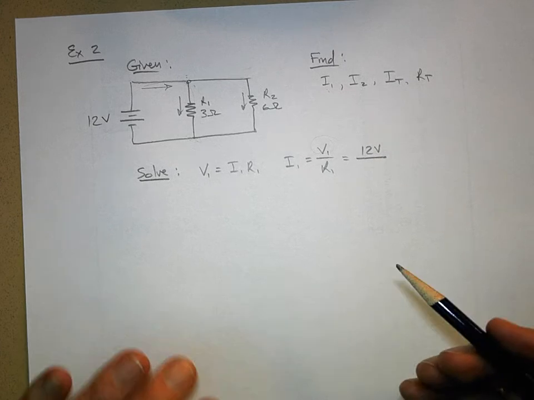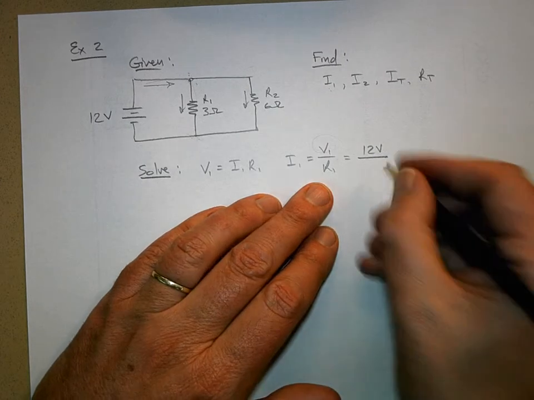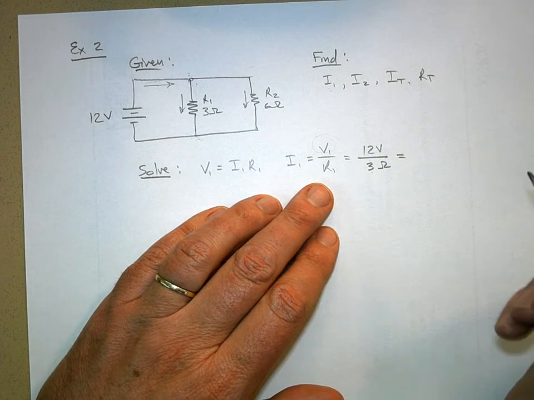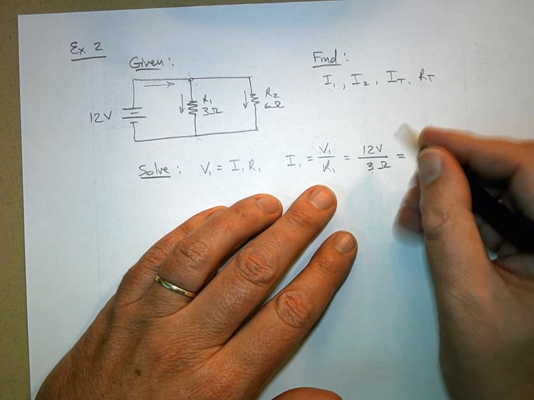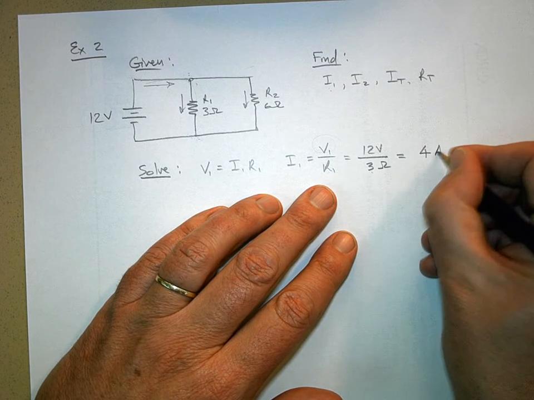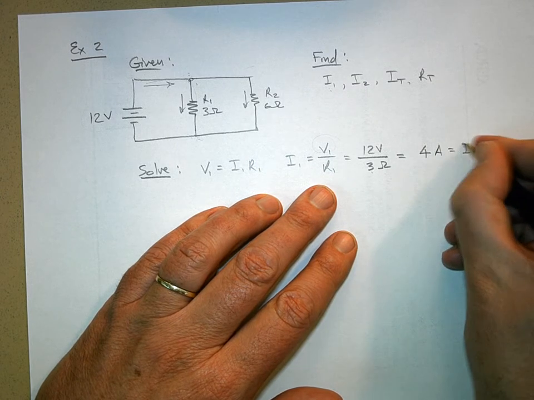And then what is R1? 3 ohms. So what is 12 divided by 3? 4. What is a volt divided by a volt per amp? It's an amp. So I1 equals 4 amps.